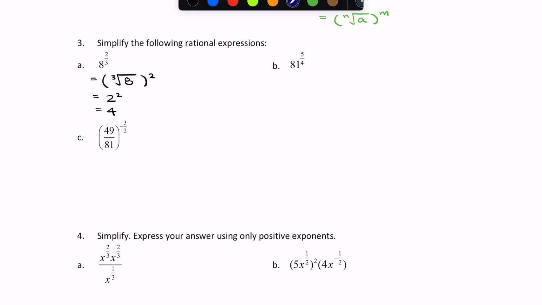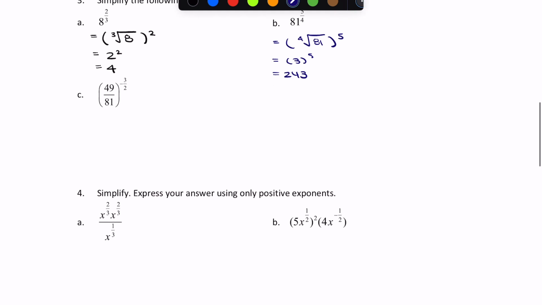Here we have 81 to the power of 5 over 4. So here we can rewrite it as the fourth root of 81 to the power of 5. The fourth root of 81 is equal to 3 to the power of 5. And so here, in case there's any confusion, because we're not solving an equation here, we're just going to assume that it's the positive value of 3, and we won't consider the plus or minus. So here we have 3 to the power of 5, which will be equal to 243.